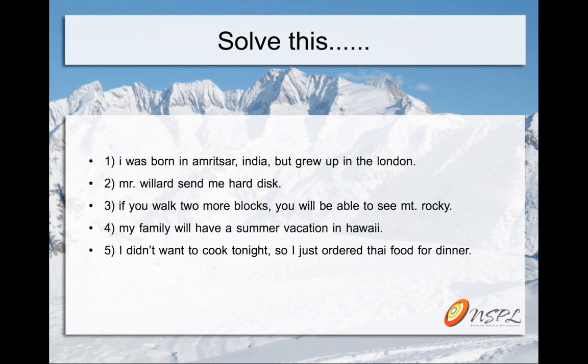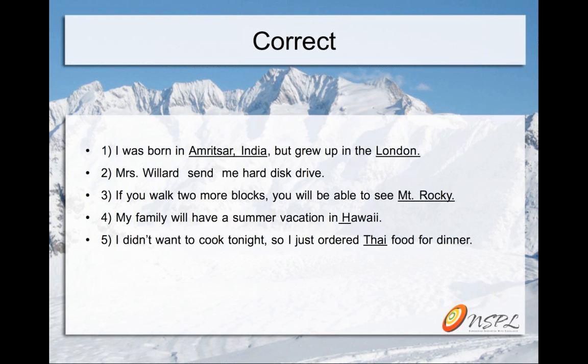If you walk two more blocks, you will be able to see Mountain Rocky. Correct this sentence. If you walk two more blocks, you will be able to see Mountain Rocky. I capital, I capital, M T Rocky. I am capital or R capital.